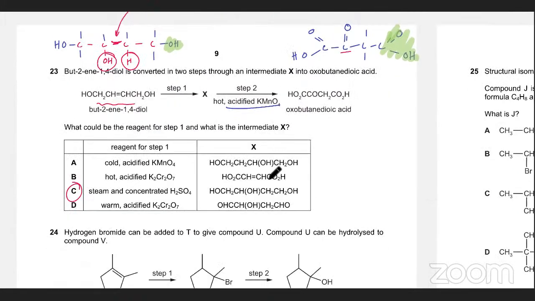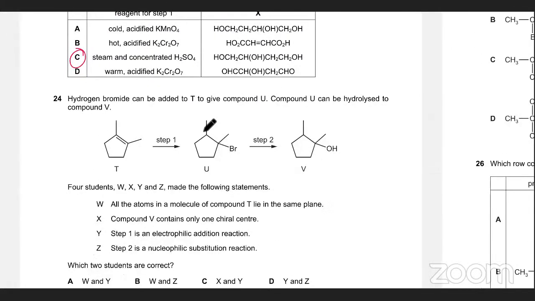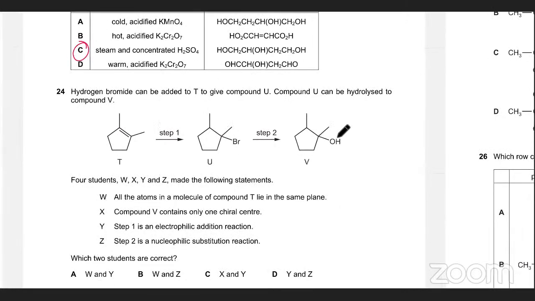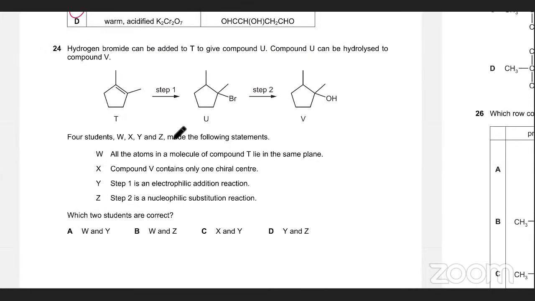So then you have another one, where hydrogen bromide can be added to T to give compound U. Compound U can be hydrolyzed to compound V. So this is happening. He's saying 4 students, W, X, Y, and Z made the following statements. The first one is W: all the atoms in the molecule of compound T lie in the same plane. Well, they will not lie in the same plane.